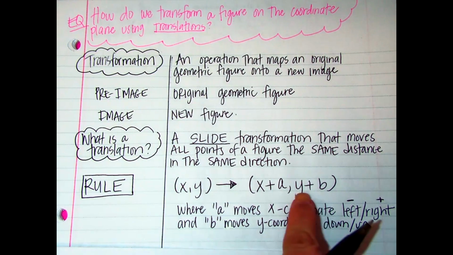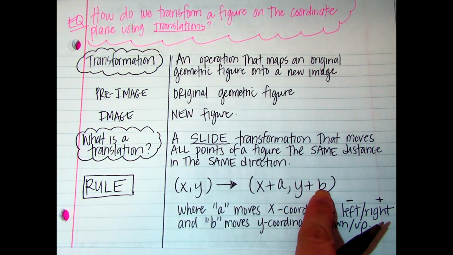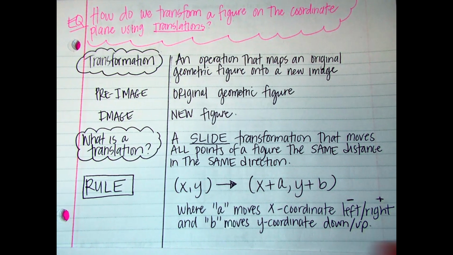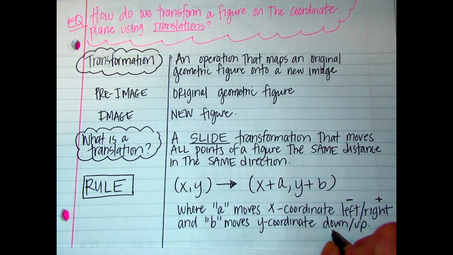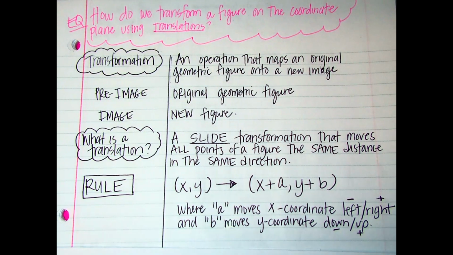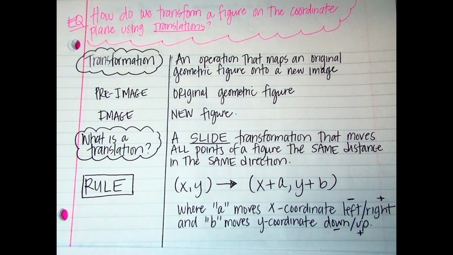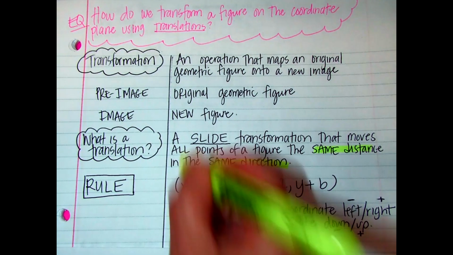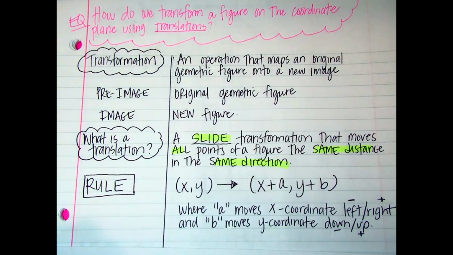For the y coordinate, the same thing, we're going to be adding b to it. And again, b is moving the y coordinate down or up. If it's going to move down, that means that we are taking a number away from y. And if we're moving up, that means that we're going to be adding. Okay? So again, translation, we're moving same distance, same direction, and all of the points. Okay, this is a slide transformation.